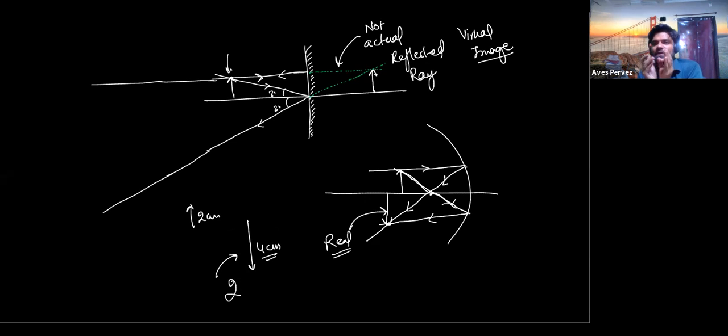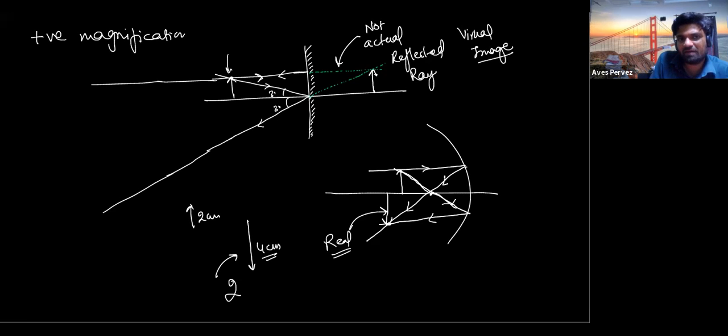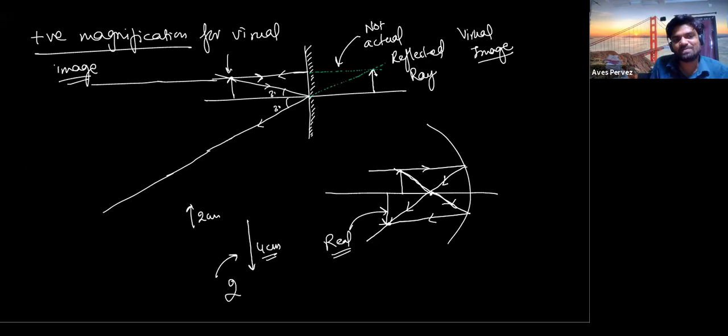Whenever we have a virtual image, whether in a lens or a mirror, whether concave mirror, concave lens, convex lens, or plane mirror, if I'm saying that the image is virtual, it means it is going to have plus magnification, any positive magnification. Magnification is positive for a virtual image.